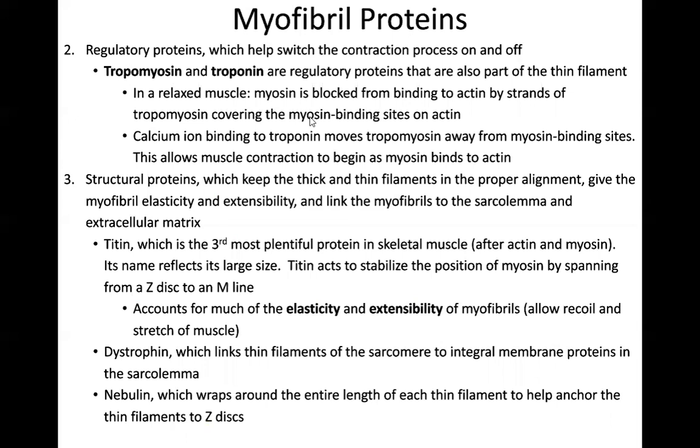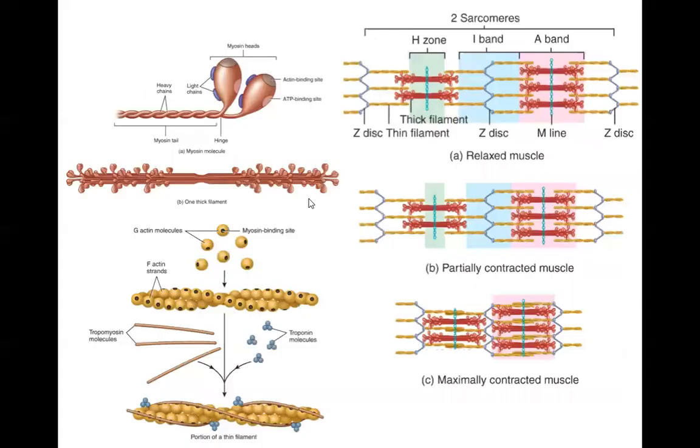All right. Let's talk about tropomyosin and troponin. I'll go back to that slide if you didn't get it all written out. Tropomyosin is a rope-like protein that, when a muscle is in a relaxed state, covers the myosin binding site of each of those actins.